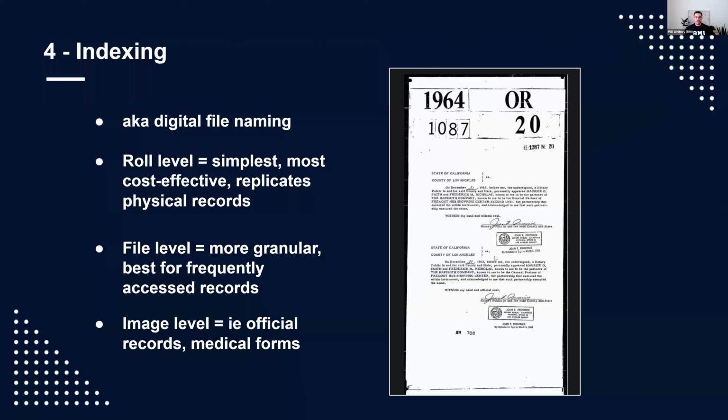That's more intense, as you can imagine, than either roll level or file level, because now you have to go on every single image and say, not only am I looking for a single image to say this is the start of a file based on this one page, I'm looking at multiple files within a page. So the more granular you get, typically it's more expensive. So indexing can make your project much more expensive than if you just kept it roll level.